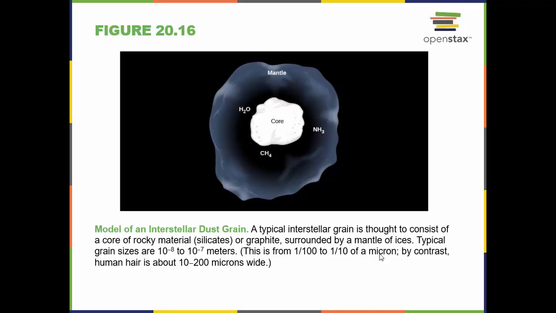And finally, what do the models of this interstellar dust look like? Typically, an interstellar grain is thought to consist of a core of rocky materials such as silicates or graphite, surrounded by a mantle of ice. Typically, the sizes are from 10 to the minus 8 to 10 to the minus 7 meters, excuse me. So this is almost as small as a nanometer, right? All right, so it's this dust and gas that's going to form the stars that we'll see in the next couple of chapters. Okay, so thank you.